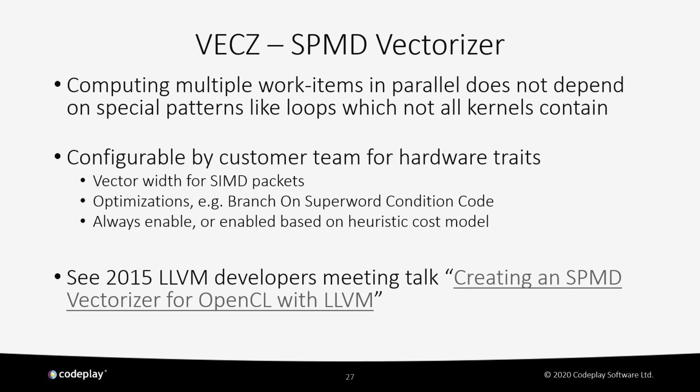So in that regard we can provide a heuristic cost model that customer teams can fill in to guide the vectorization. We can tweak the optimizations inside VECZ, things like branch on superword condition code, partial linearization, different kinds of predication and masking. And we can also just set the vector width for the SPMD packets, which is really important. If you'd like more information about VECZ, we actually did an LLVM dev meeting talk on it back in 2015. I'd really recommend checking it out because it's a very cool optimization.